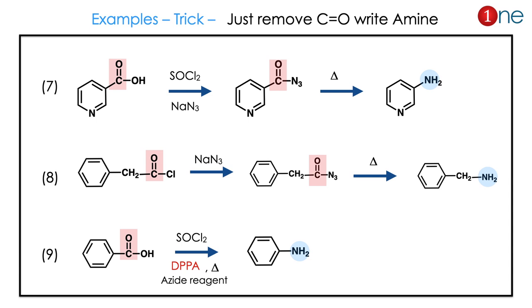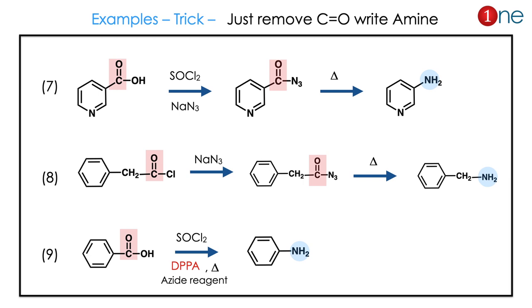Then the seventh example, it is very easy. Acid, you convert it into azide and the final product is the Curtius rearrangement product, which is amine there. The Curtius rearrangement also works in the heterocyclic system. Then the next one, it's a kind of benzylic carbon. You have acid chloride, convert it into azide. Then you have the final product benzylamine.